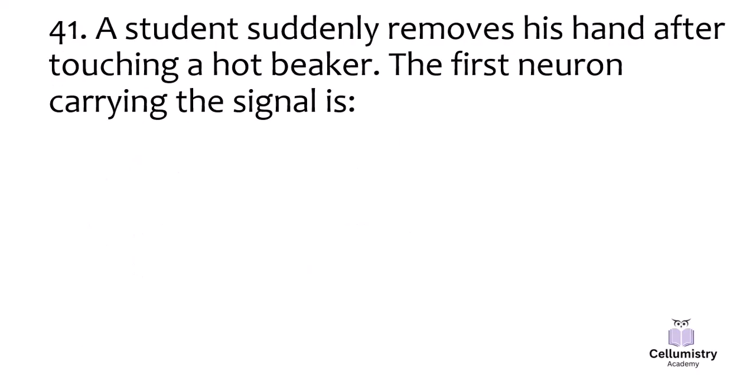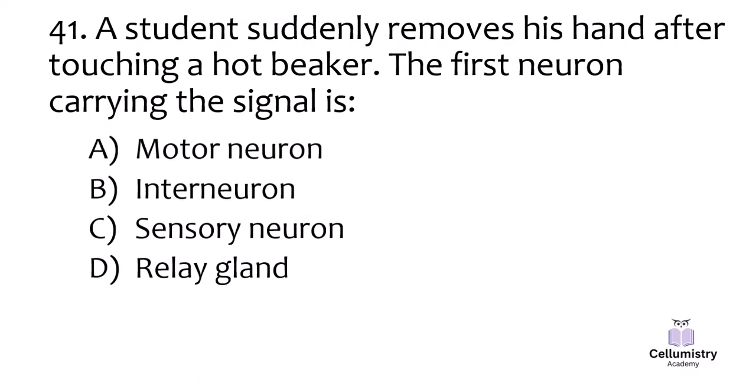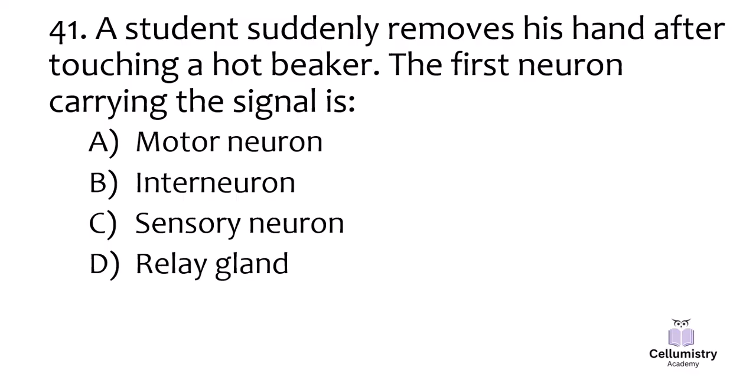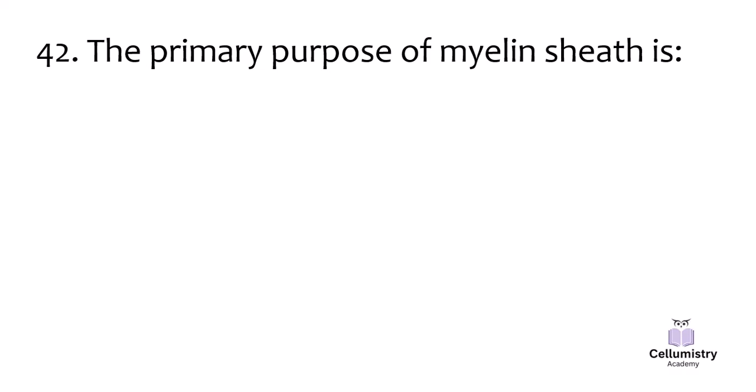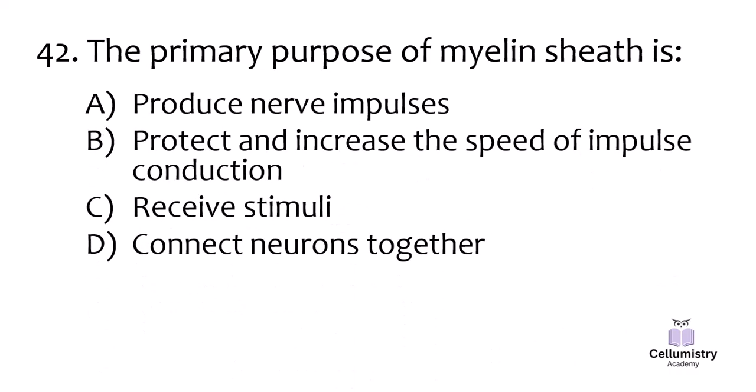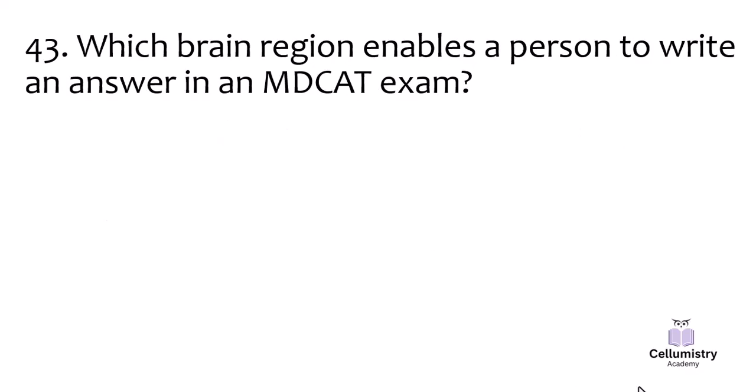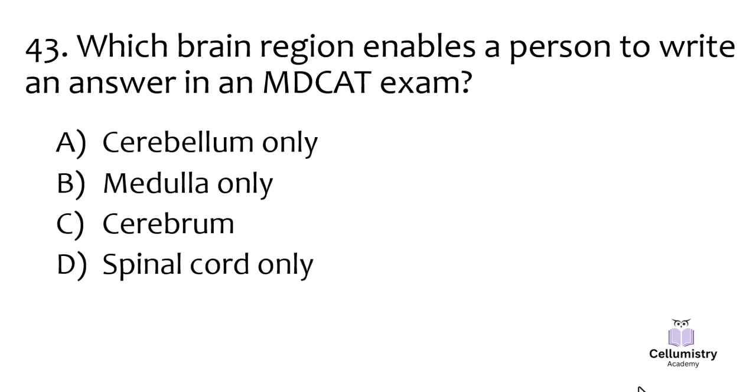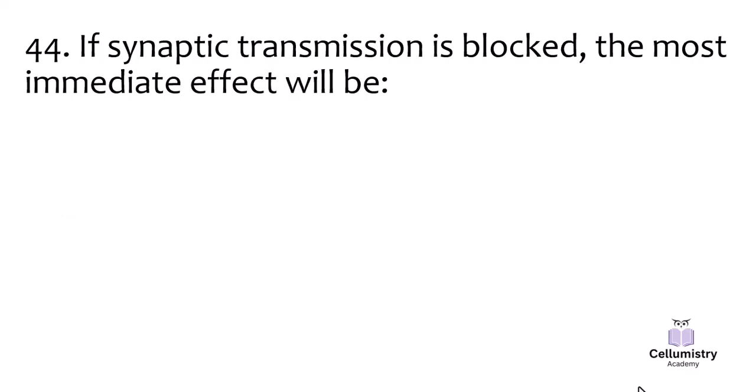A student suddenly removes his hand after touching a hot beaker. The first neuron carrying the signal is. Answer is C. Sensory neuron. The primary purpose of myelin sheath is. Answer is B. Protect and increase the speed of impulse conduction. Which brain region enables a person to write an answer in an MDCAT exam? Answer is C. Cerebrum.